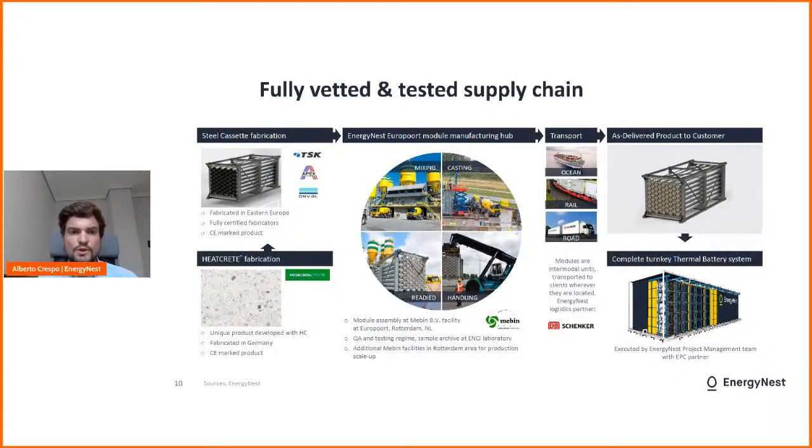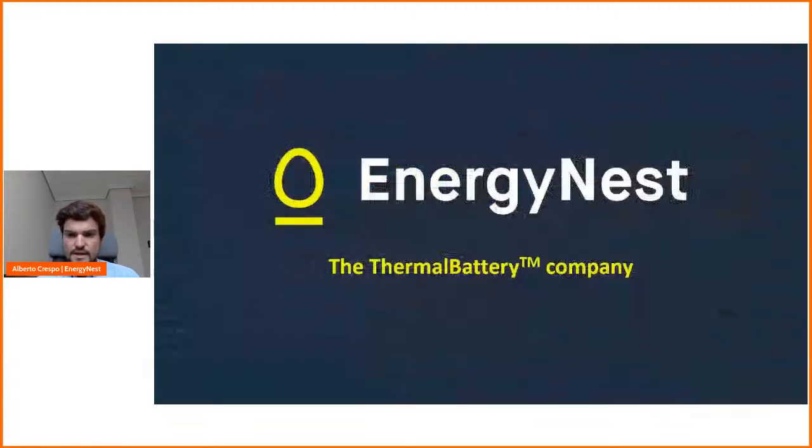And finally, we have a fully vetted and tested supply chain, starting from the fabrication of the heat grid and the steelworks that are sent to our manufacturing hub at the port of Rotterdam, as I already mentioned, where the mixing of the heat grid happens, the casting, the curing, and finally the preparation for shipment, either by road, rail, or ocean, to deliver the module, validated by third parties already, to the customer, so that by a simple integration you can arrive at the desired thermal battery capacity. Thank you very much.